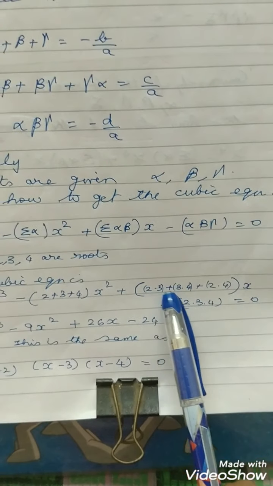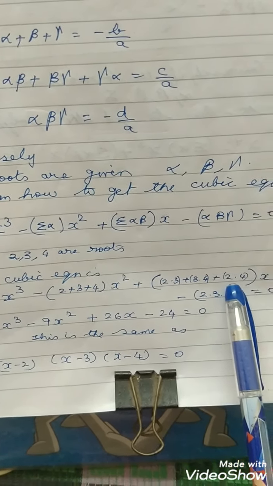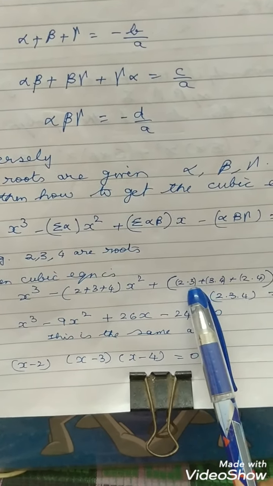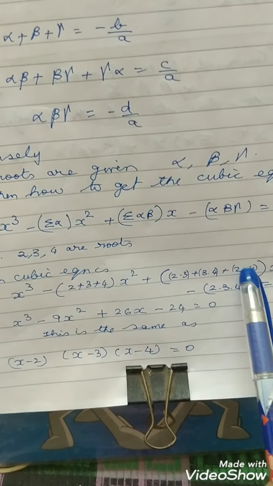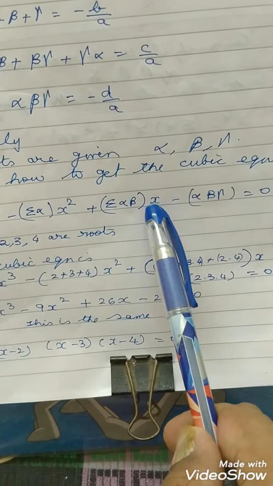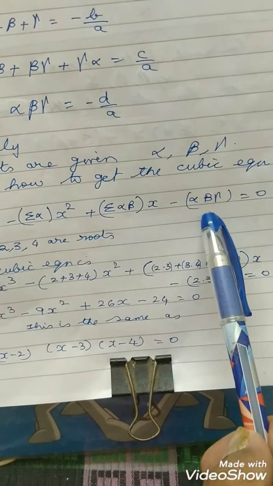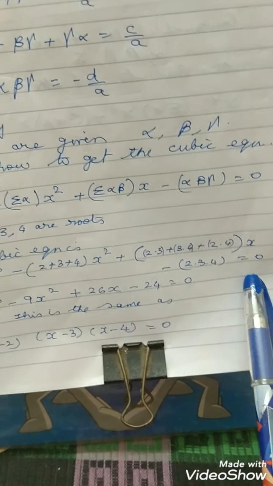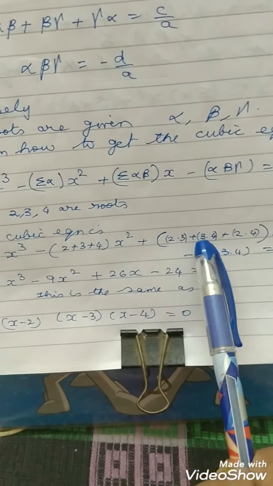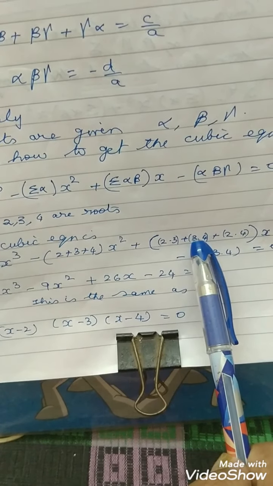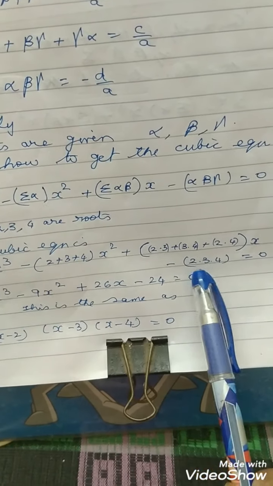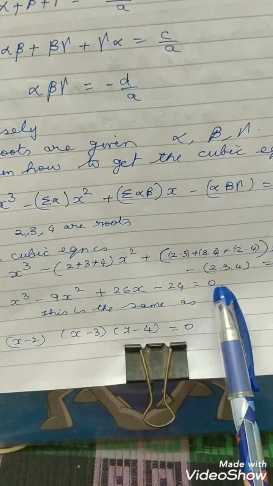2 into 3, 3 into 4, and then 2 into 4, whatever order you take. Clear? 2 into 3, 2 into 4, 3 into 4, or 2 into 3, 3 into 4, 2 into 4. You have to add up the sum of the product of the roots in pairs, into x, minus the product of the three roots, 2 into 3 into 4. So you're getting x cubed minus 9x squared. This is going to be 6, this is going to be 8, this is going to be 12: 12 plus 6 is 18, 18 plus 8 is 26. So 26x minus 24 is equal to 0.